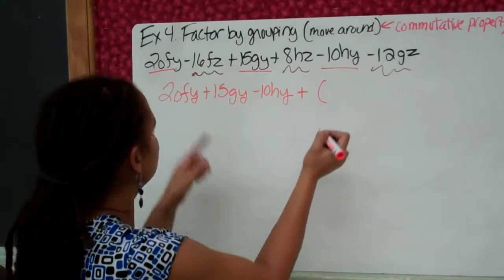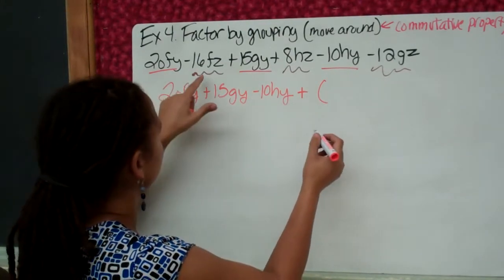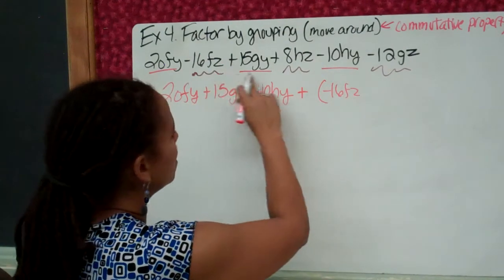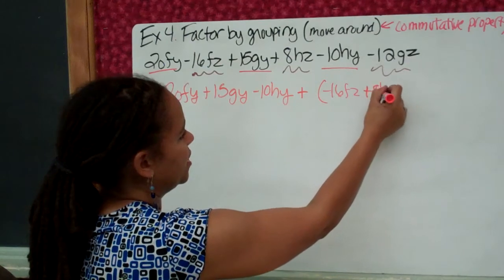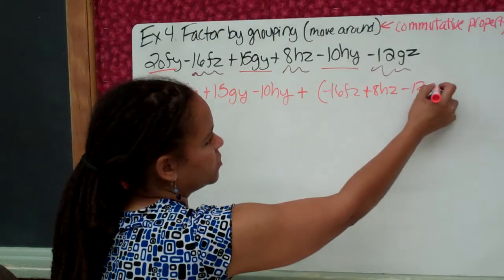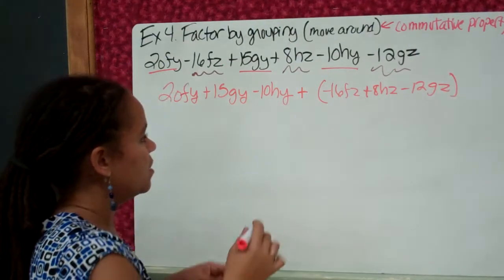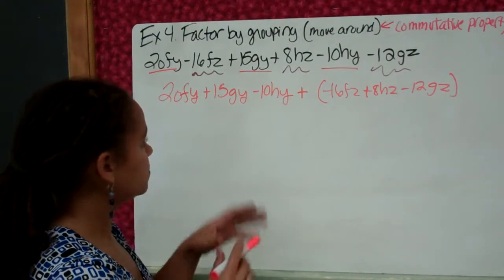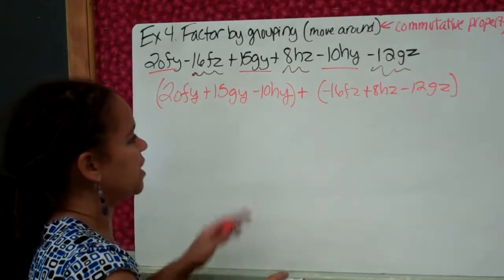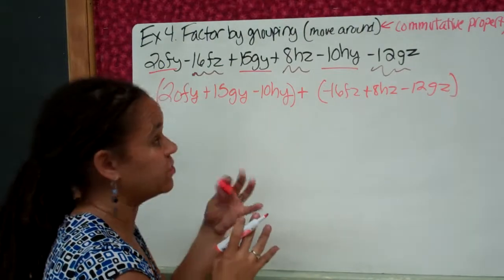So it's going to be plus, where's all my z's? Negative 16fz plus 8hz minus 12gz. So now I've grouped them so I can factor them separately. I've grouped this one together and this one together. I'm going to factor them separately.